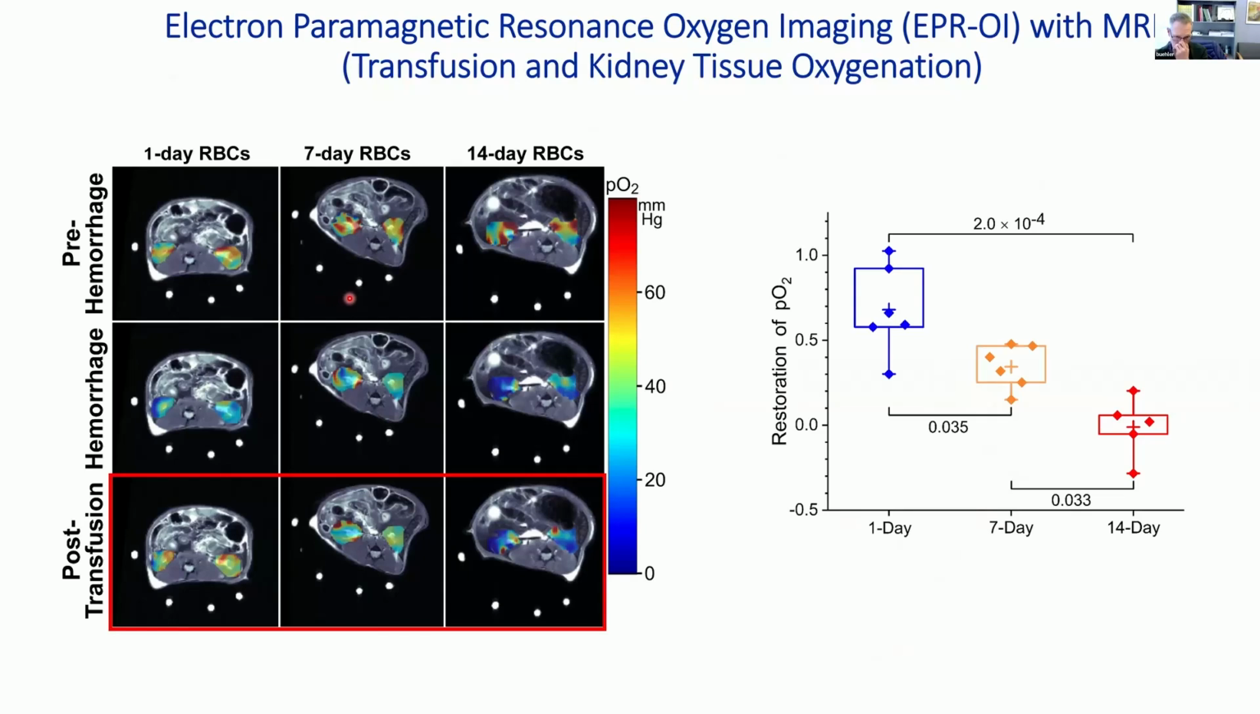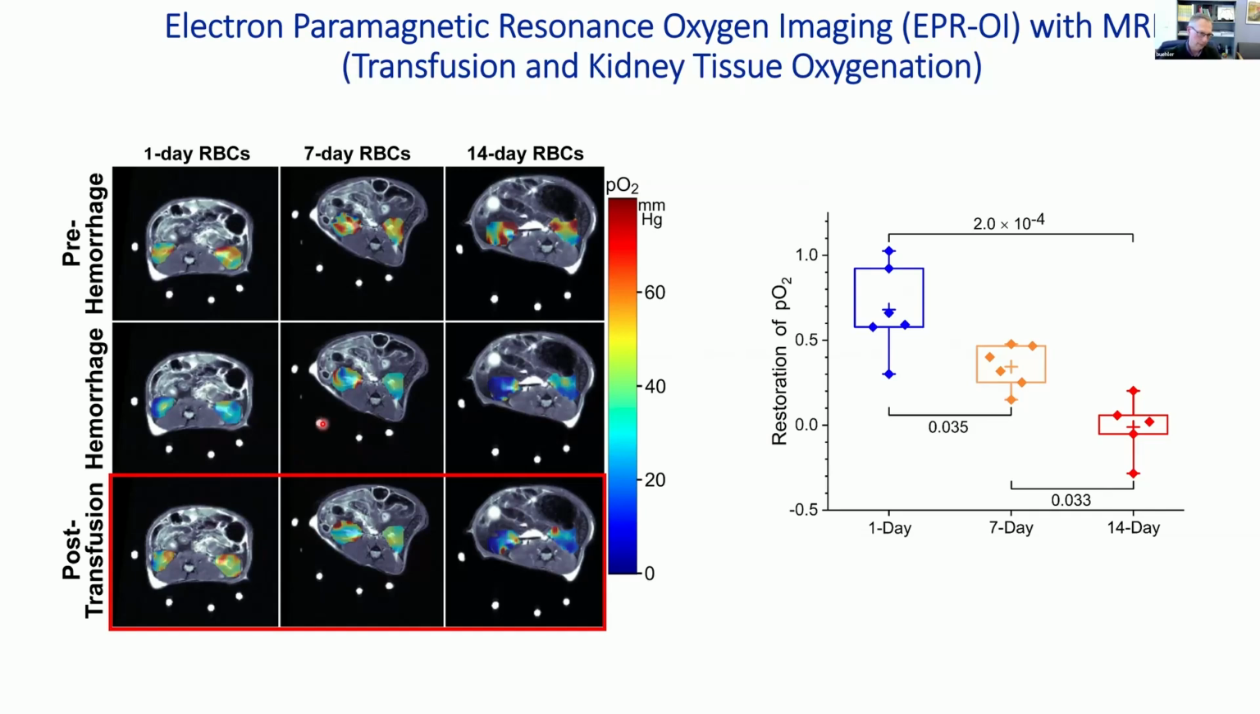So some of the data we've been able to gather, this is just a simple hemorrhage and retransfusion of different storage times at 1 day, 7 day, and 14 day. Here we see a very substantial decrease in oxygenation to the kidneys. And then depending on the age of the red cells, we see a percentage restoration of the oxygenation, which is almost linearly time dependent on the storage. And we can then start applying these to our other models.